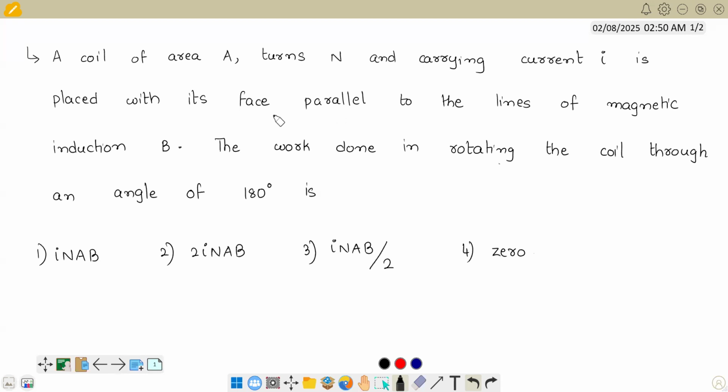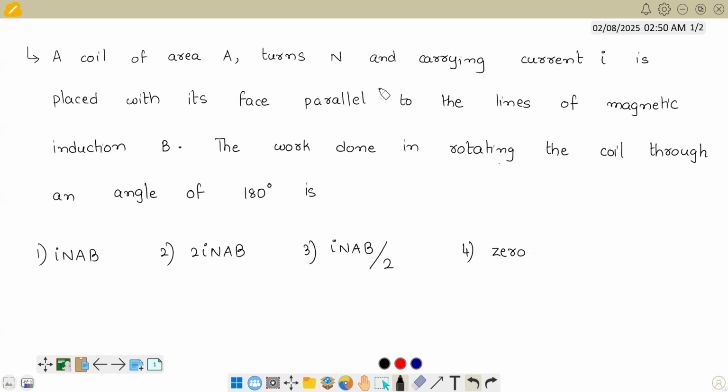See, this question has some issues. In most of the books, the answer is given as 2INAB. But actually, that is wrong because the authors have taken the face as something else.